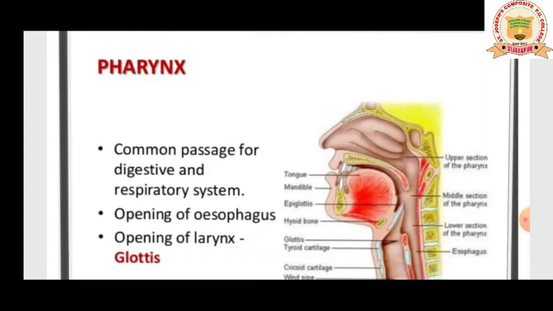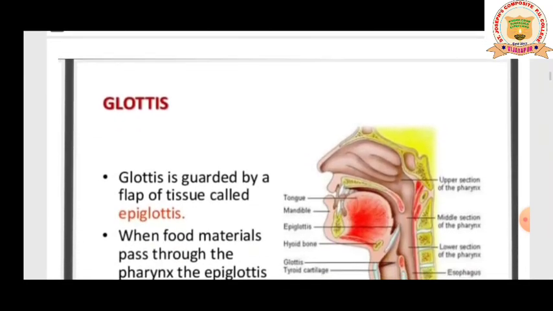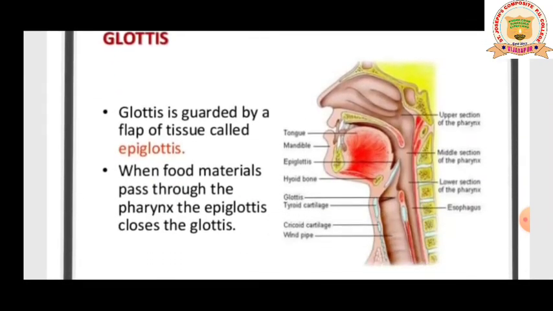The opening of the larynx, the small opening where the larynx opens, we call it the glottis. Now coming to the next one, what is glottis? Glottis is guarded by a flap of tissue called epiglottis. I will tell you this one.